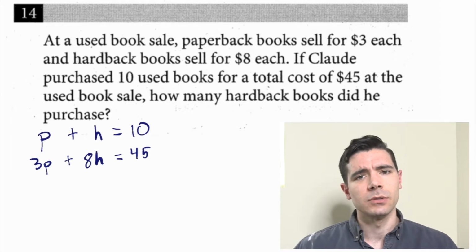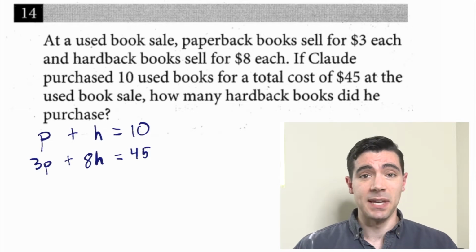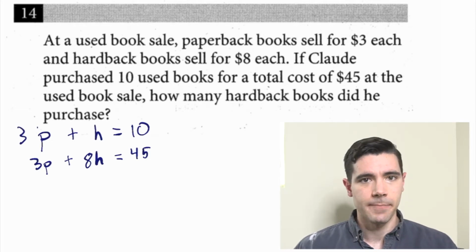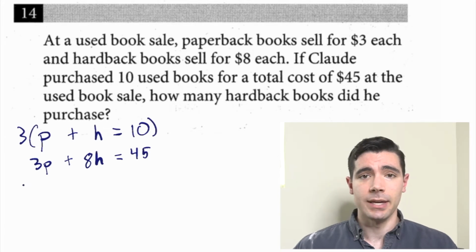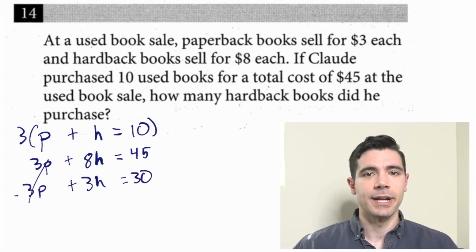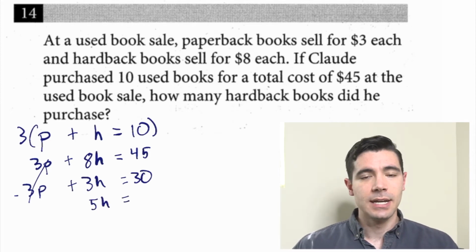Well, what are we trying to solve for? The number of hardback books. Okay, well it'd be great if this P was out of there. So why don't we multiply the entire top equation by 3? And then we end up with 3P plus 3H equals 30. Now we can subtract this equation from the previous one. 3P minus 3P is 0, so the P's dropped out. Woohoo! 8H minus 3H would equal 5H, and 45 minus 30 is 15. Now we can see that 5H equals 15, divide both sides by 5, and H equals 3.